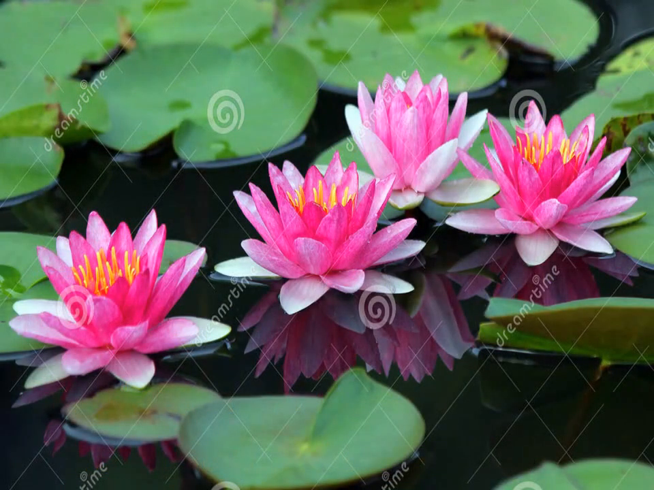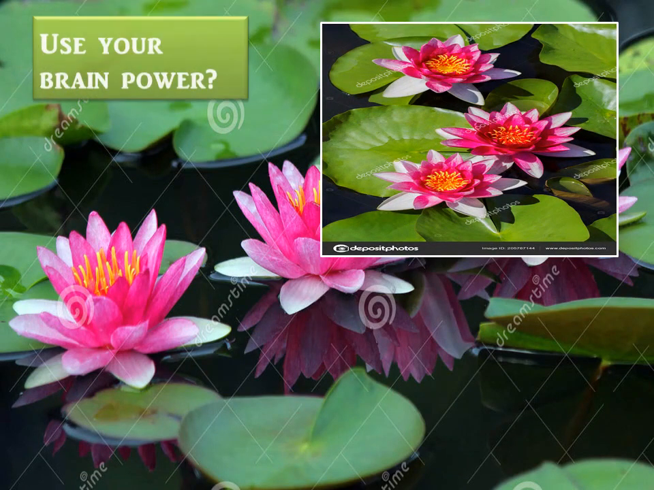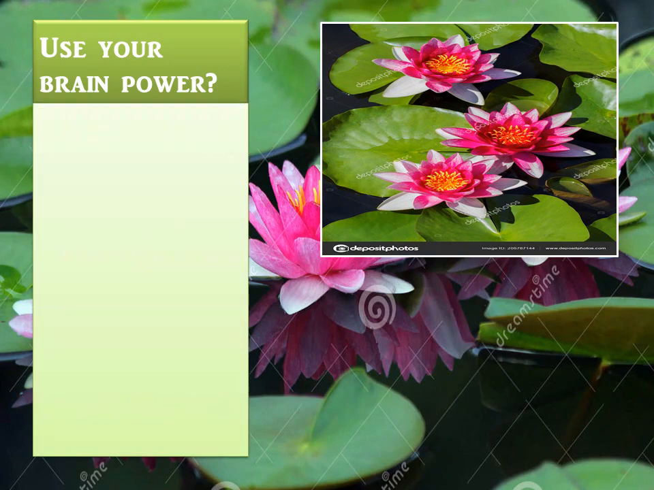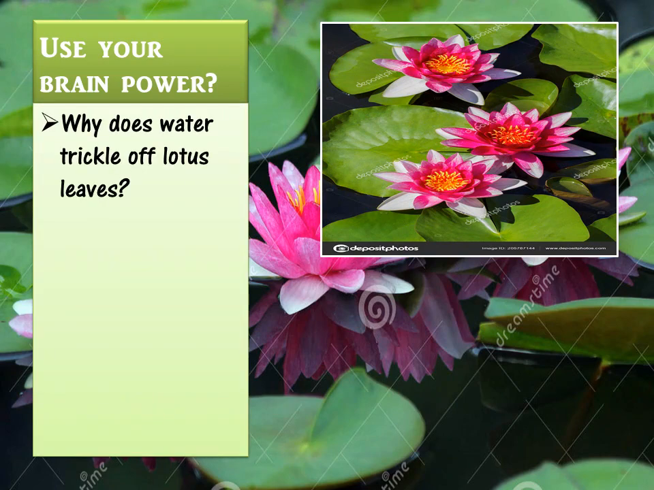On the basis of what we have learned now, use your brain power and answer me some questions. Why does water trickle off lotus leaves? Lotus is an aquatic plant that has a coating of a waxy layer on its stems and leaves. If water falls on the leaves, it is not absorbed but gets trickled down.